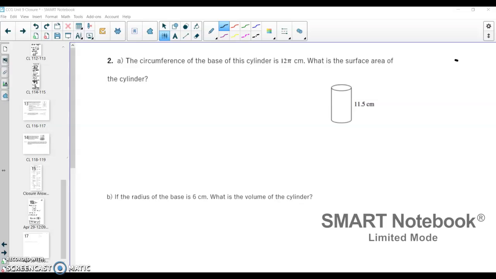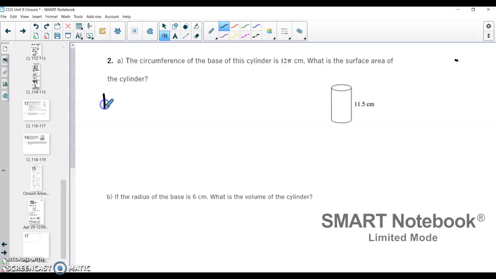They give us that the circumference of the base of that cylinder is 12 pi centimeters. And that's big for us to finding surface area because remember, surface area is the area of the top, of the middle part, and of the bottom. If we want to find the surface area of that middle part, we need to take our circumference and multiply it by the height. So that's the first thing I'm going to do.